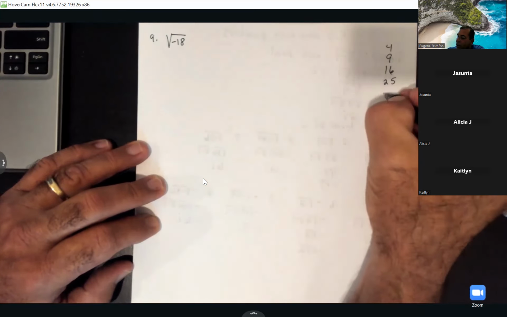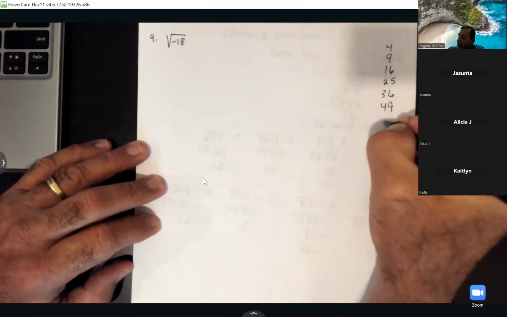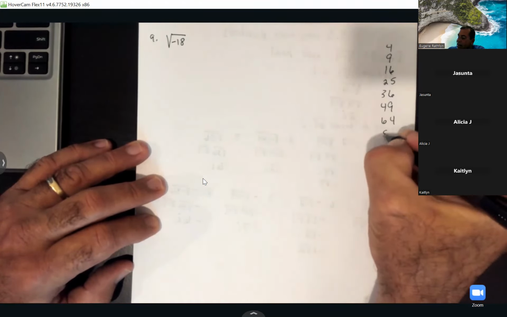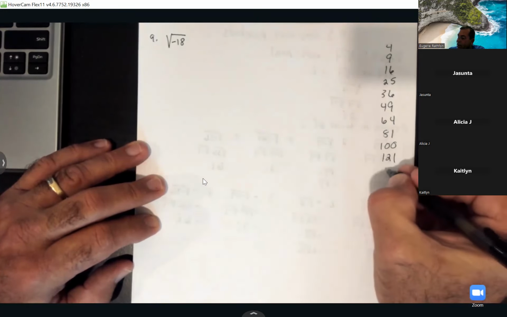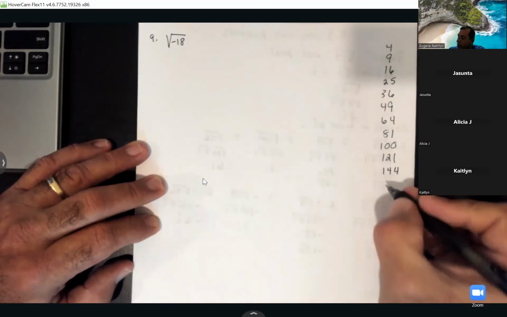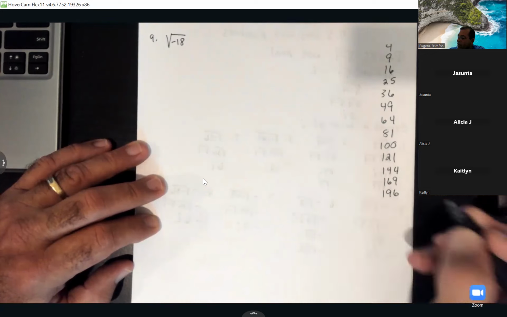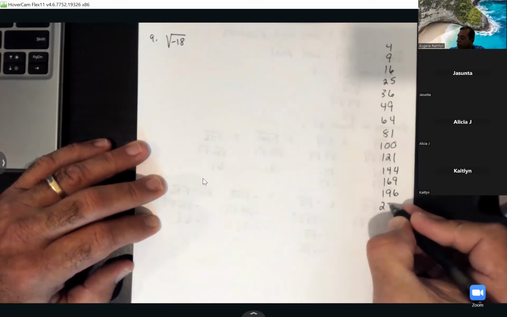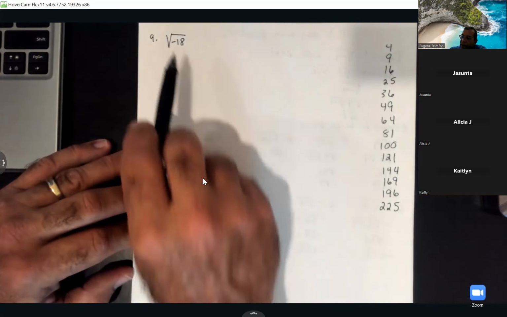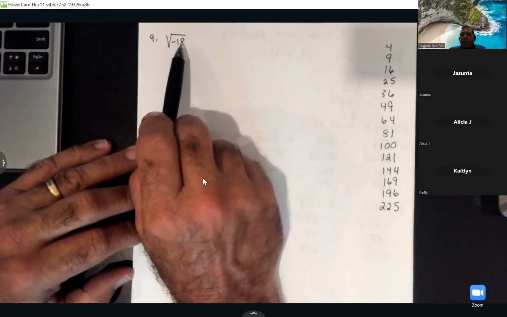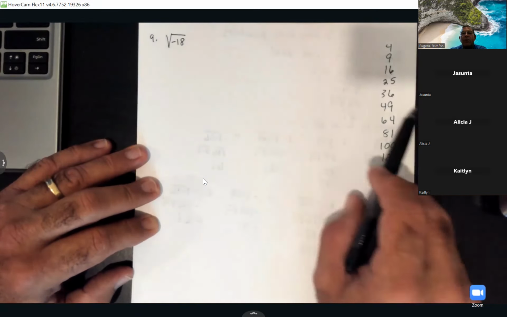4, 9, 16, 25. What's next? 36. 7 times 7. 8 times 8. 9 times 9. 10 times 10. 11 times 11. 12 times 12. 13 times 13. 14 times 14. And then 15 times 15. So I'll go up to 15, okay? So remember, if these numbers under the radical have any of these perfect squares as factors, we got to break those down.